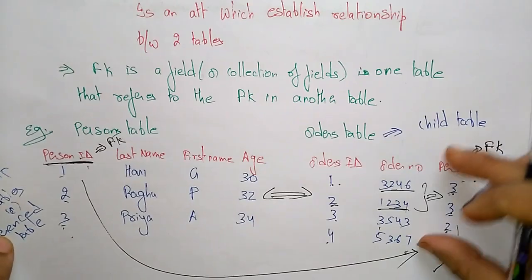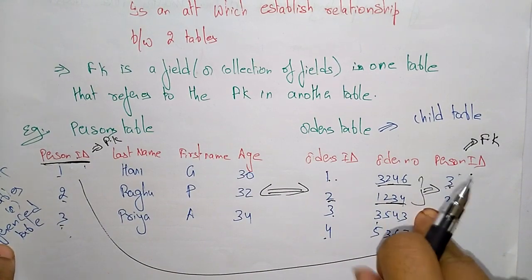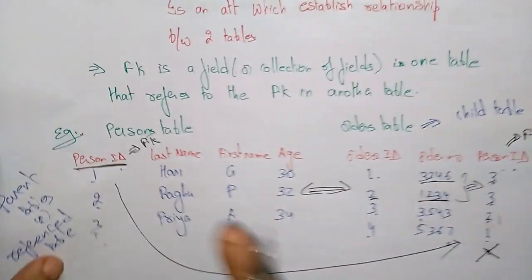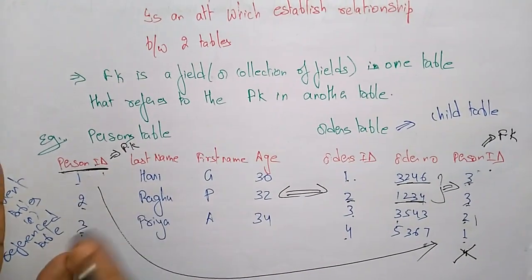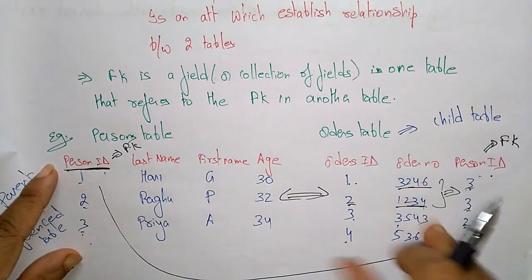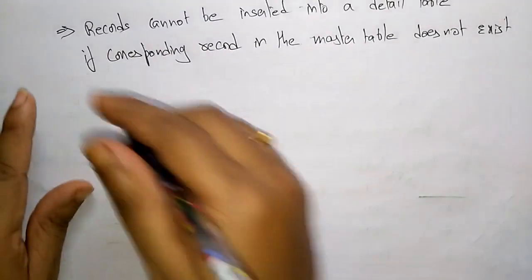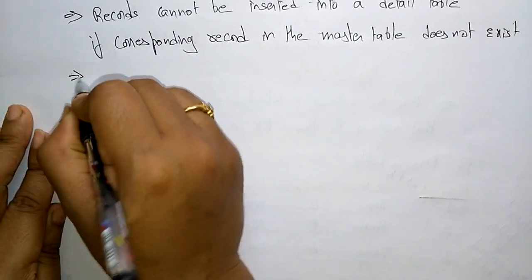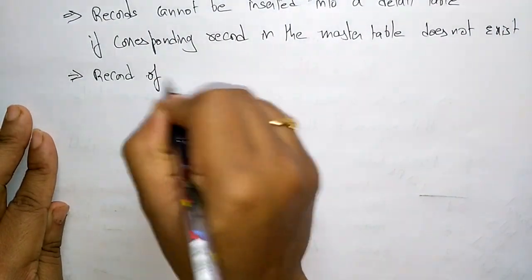So insertion is not allowed, only here is allowed. In this reference child table, the insertion is not allowed until the value exists here. Okay, if it exists, you can insert. If it does not exist, you cannot insert that value in the child table. And another point is about the delete operation on a record of a master table.